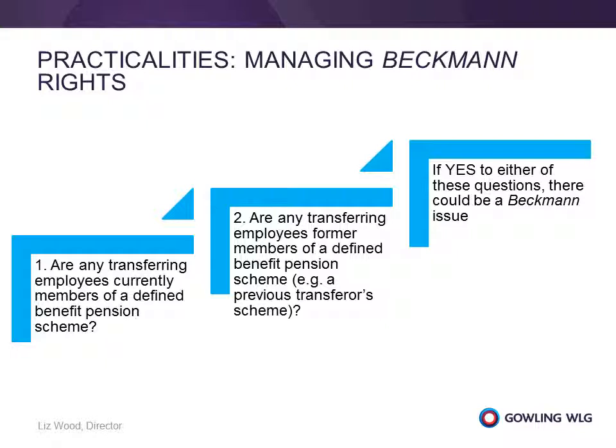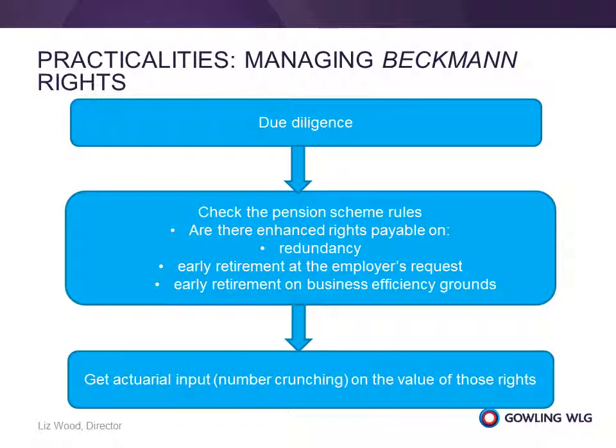So the key points are doing your due diligence, so checking the pension scheme rules. Are there enhanced rights payable on redundancy or on early retirement at the employer's request, or early retirement on business efficiency grounds? And at this point, it may be wise to get actuarial input, so essentially number crunching on the value of those rights, very much taking into account the Procter & Gamble decision that you as a transferee would be only liable for the enhanced elements of that pension.